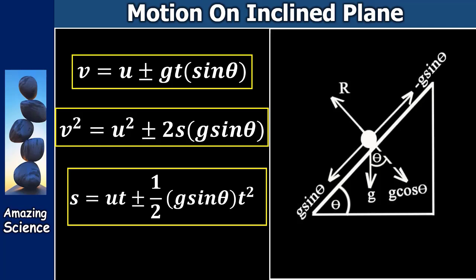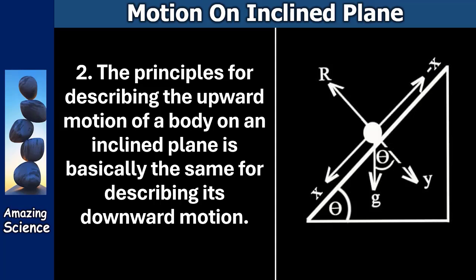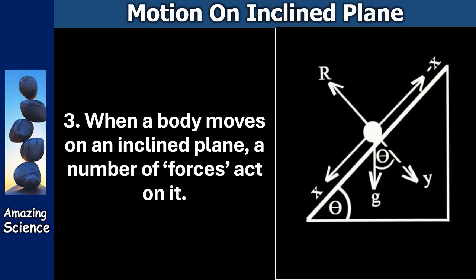To explore the concept, let's consider this free body diagram below. When a body is on an inclined plane, it can move either upwards or downwards. The principles for describing the upward motion of a body on an inclined plane are basically the same as for describing its downward motion. When a body moves on an inclined plane, a number of factors or forces act on it.